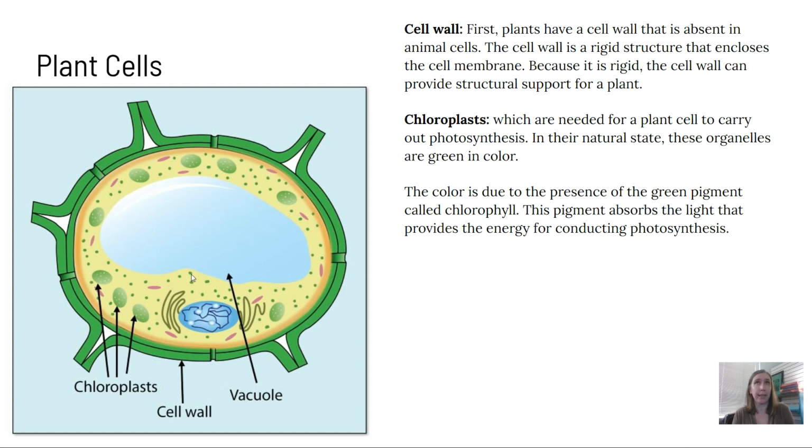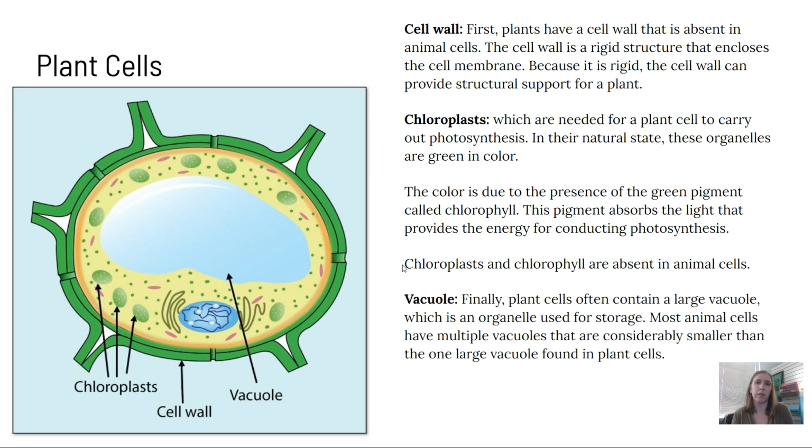Chloroplast, chlorophyll. This pigment absorbs the light that provides energy for conducting photosynthesis. Chloroplast and chlorophyll are absent in animal cells. They do not photosynthesize.